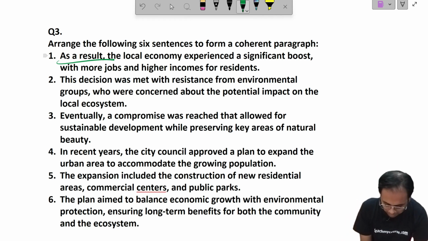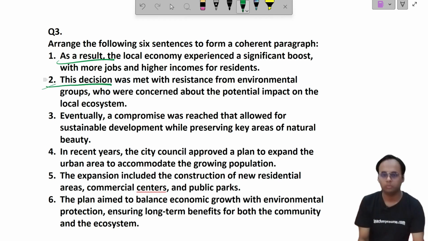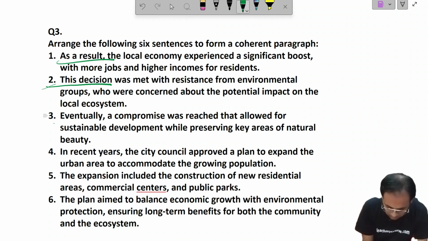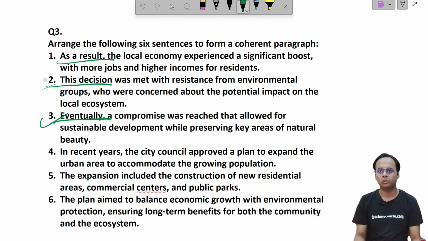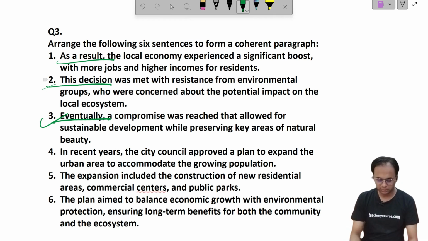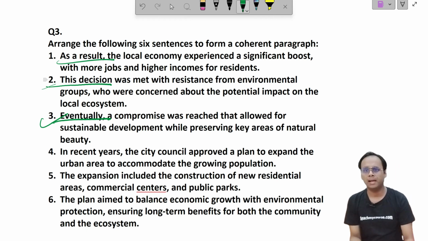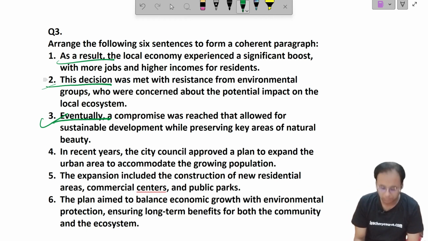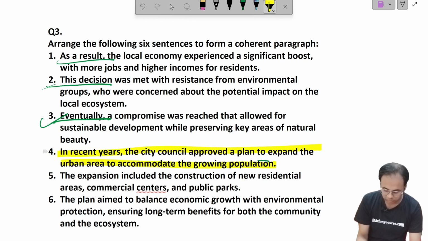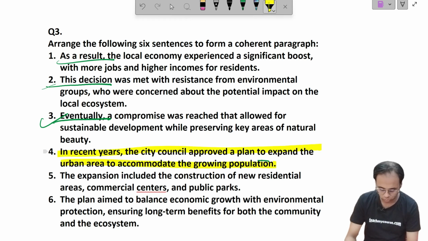The second one says 'this decision.' Which decision? We don't know. It cannot be the first sentence. Then 'eventually.' Eventually means that you are following some sort of events. What events? It cannot be the first sentence. The fourth sentence is: in recent years, the city council approved a plan to expand the urban area to accommodate the growing population. Now, this can be the first sentence, but we are not sure till now.